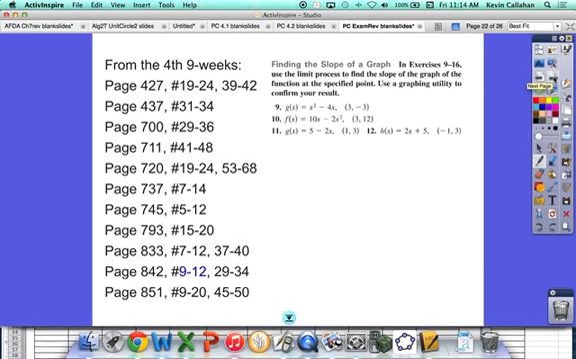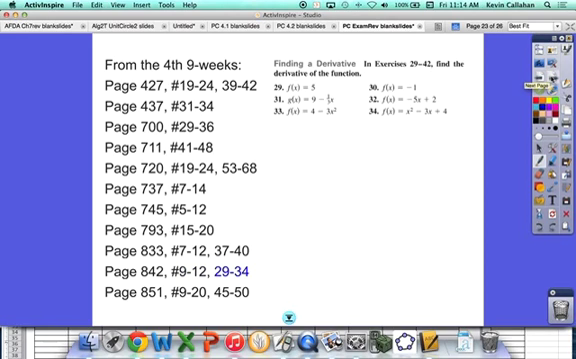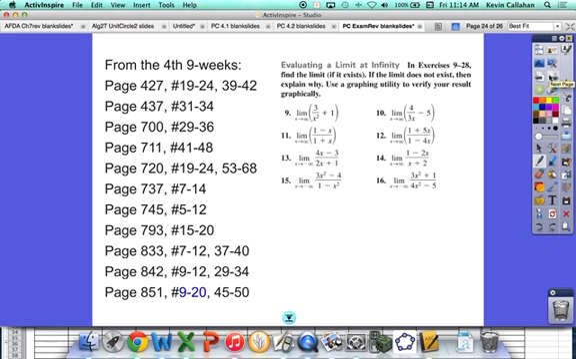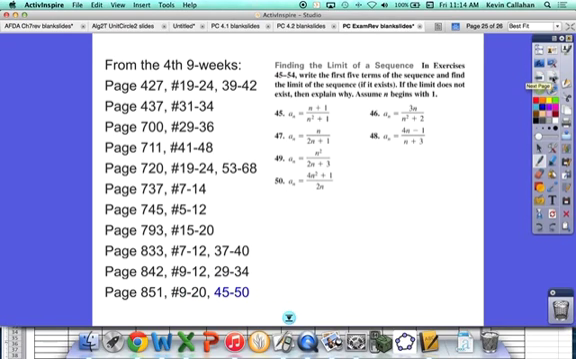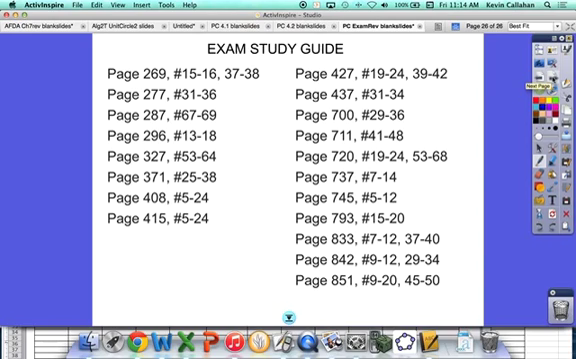Then using the limit process, with the formula which you're given, to do this, or to find a derivative, or to find the limit as x approaches infinity for n approaches infinity. That's pretty much it. So you put it all together.